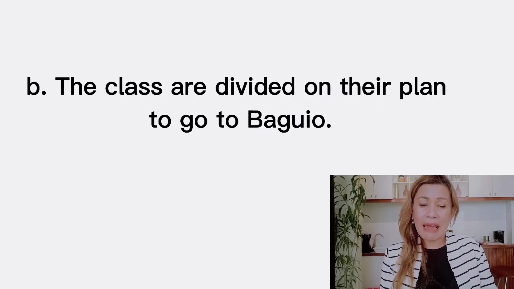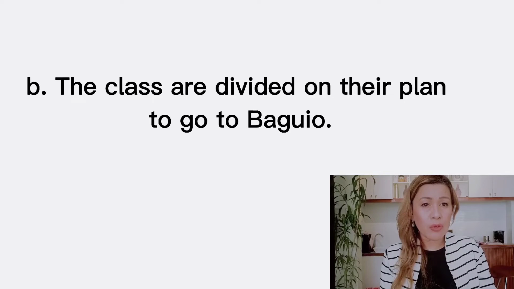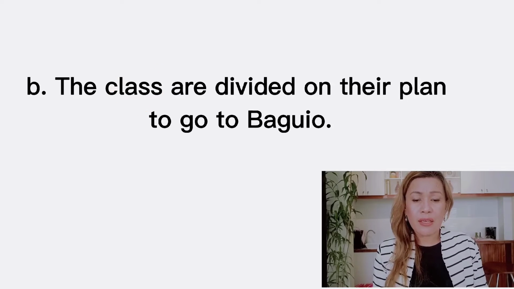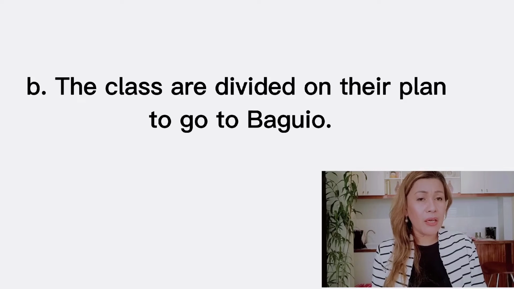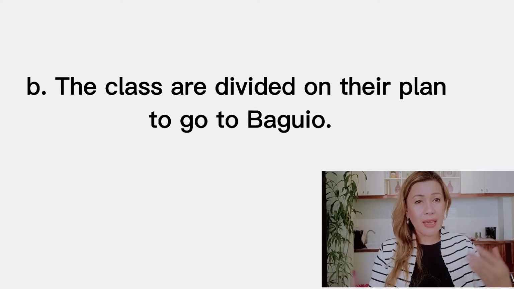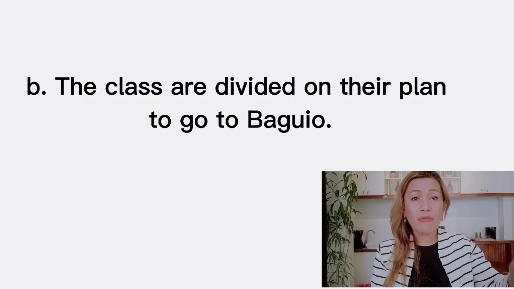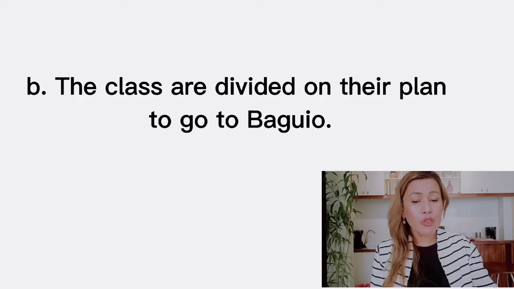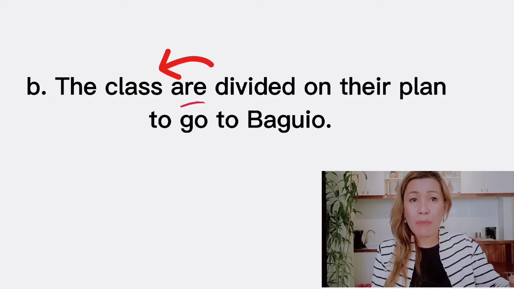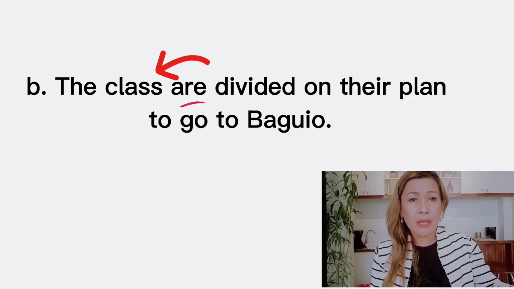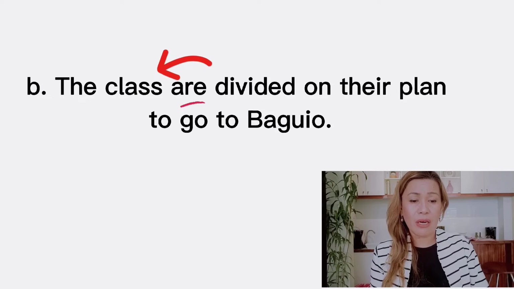The second example, the class are divided on their plan. Notice you have the same subject, class, a collective noun. In the first one, you're using a singular verb, and in the second example, you're using the plural verb. Why? Because in this case, you are not taking the class as a unit, but you are taking it according to the members of the class, those members who are divided. So when you are referring to the members of the collective noun, your verb there is plural because you are now looking into the individual members of that particular collective noun.